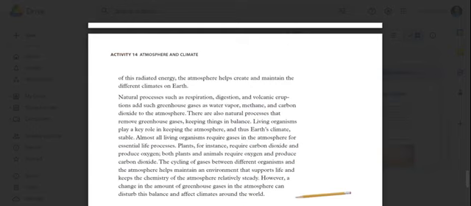Both plants and animals require oxygen and produce carbon dioxide. The cycling of gases between different organisms and the atmosphere helps maintain an environment that supports life and keeps the chemistry of the atmosphere relatively steady. However, a change in the amount of greenhouse gases in the atmosphere can disturb this balance and affect climates around the world.